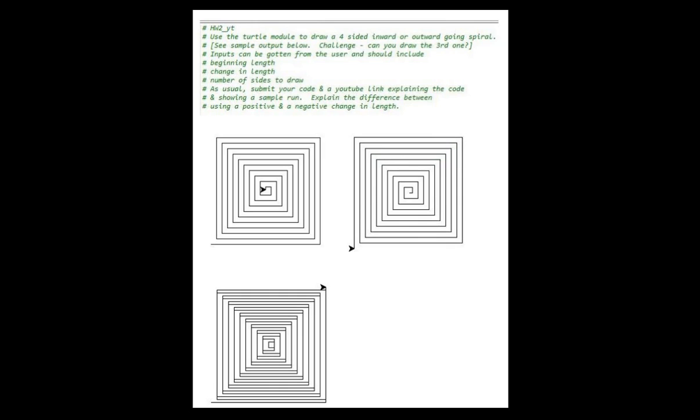Homework number 2 asks us to use the turtle module to draw a four-sided inward or outward going spiral. Over here we have two spirals depicted. As a challenge, we were given this one to draw, and I have come up with the code for all three, and I'll be demonstrating that today.